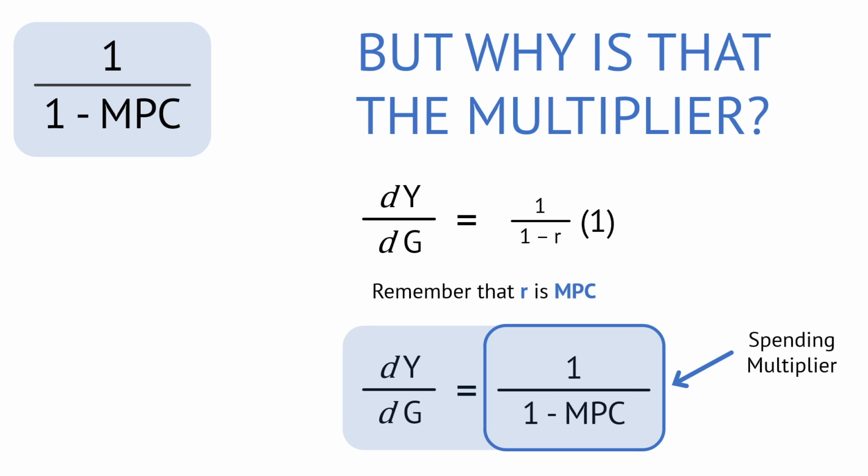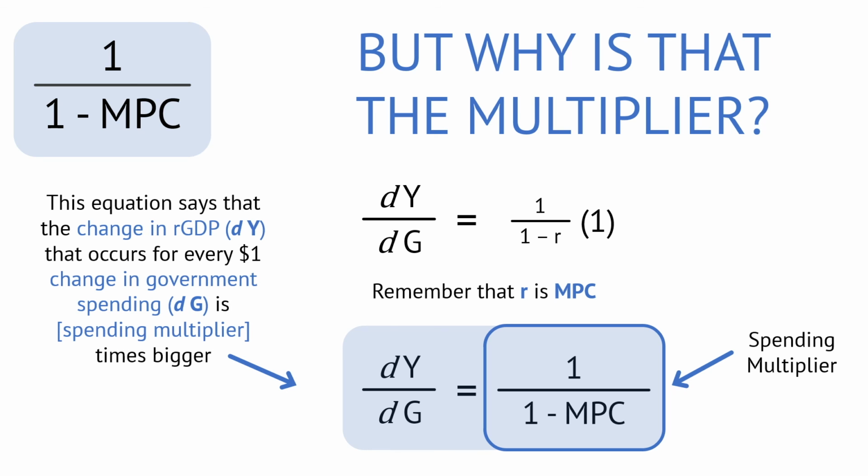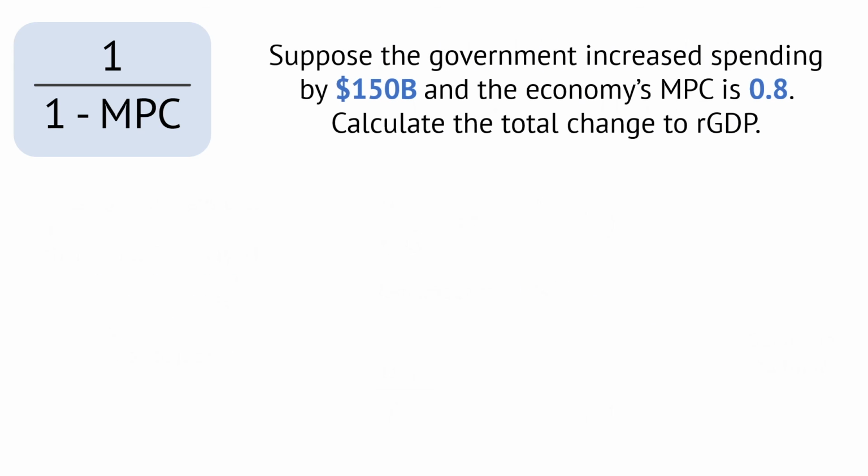What our spending multiplier tells us is, for every bit of change that happens to our government spending, what is the change in our real GDP? What's the change in our real GDP that occurs for every change in government spending? And the ratio of those is the spending multiplier, because that's what it tells us. For every dollar change in government spending, the change in GDP is going to be whatever the spending multiplier is times bigger.